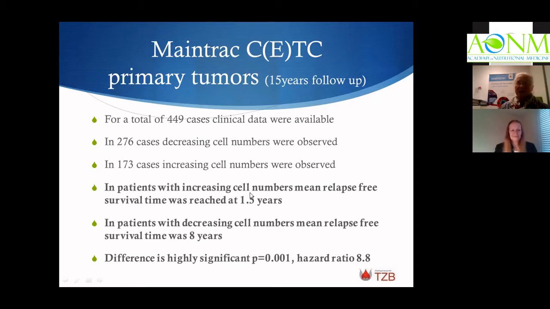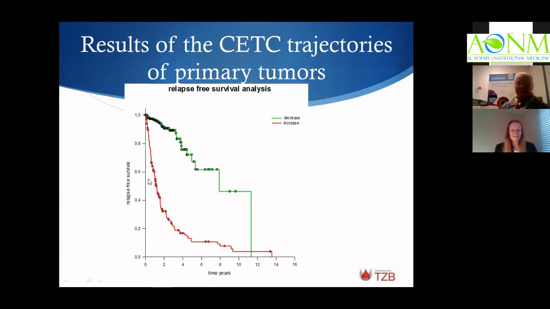In the patients with increasing cell numbers, the mean relapse-free survival time was already reached at 1.5 years. Patients with decreasing cell numbers had a mean relapse-free time of 8 years. The difference is highly significant, and those with increasing cell numbers had an 8.8 times higher relapse ratio. And this is the curve.